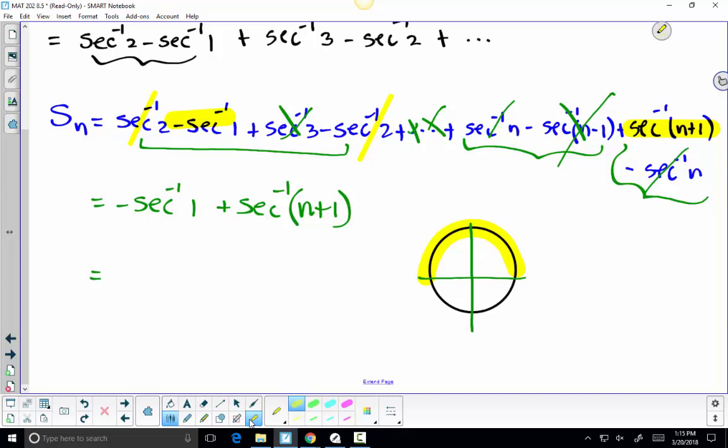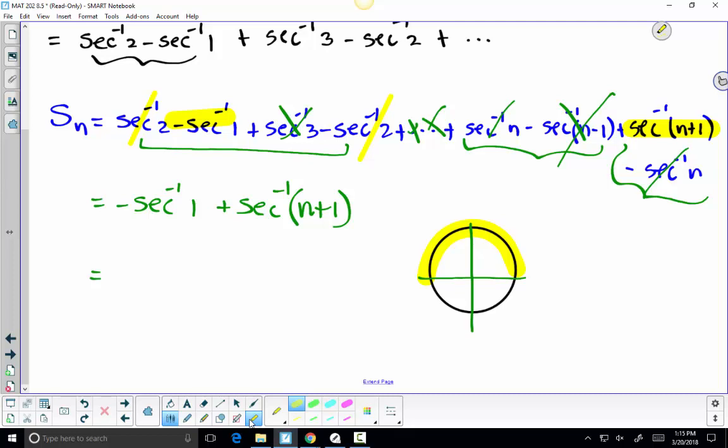So this says the angle on the top half of the circle with a secant value of 1. The angle on the top with a secant value of 1 is the same as the angle on top with a cosine value of 1, because secant and cosine are reciprocals of each other. So if secant is 1, cosine also has to be 1. So this really is saying the angle on top with a cosine value of 1.